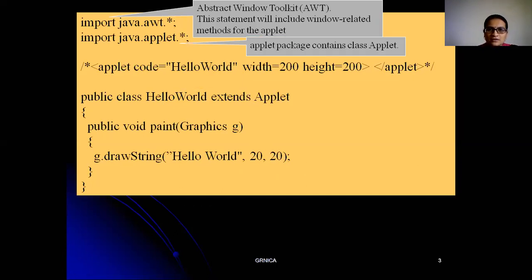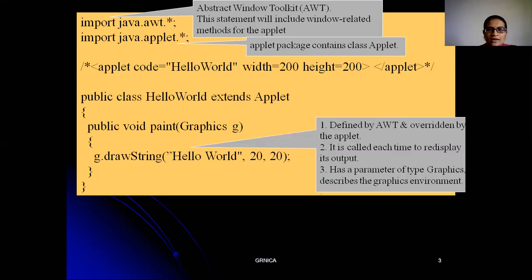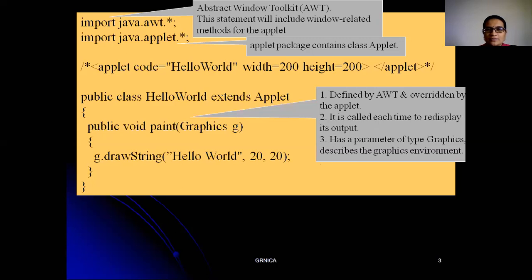The second one, what we are importing in our program, is the applet package, which contains the class Applet, what I have told now, and its paint method. This is defined by AWT and overridden by the applet, so it's there in AWT also, and applet also. It is called each time to redisplay the output. You can call paint as many times as you want.